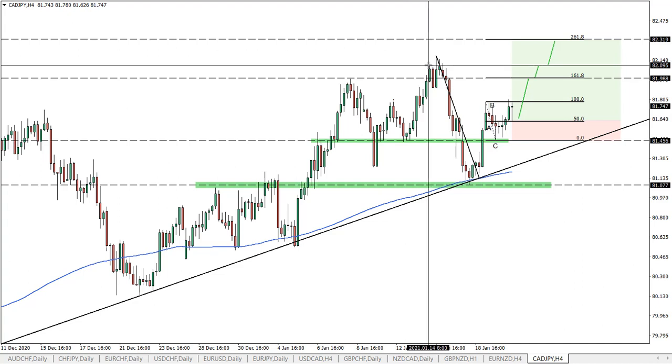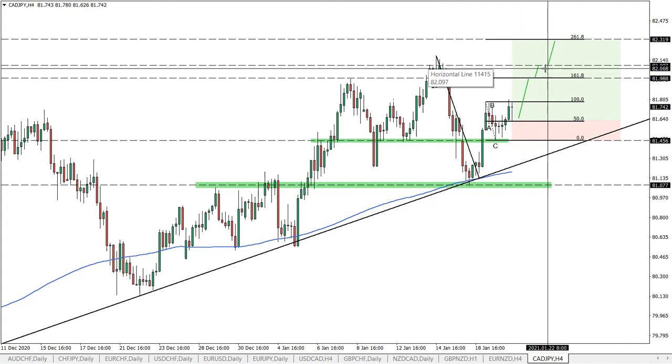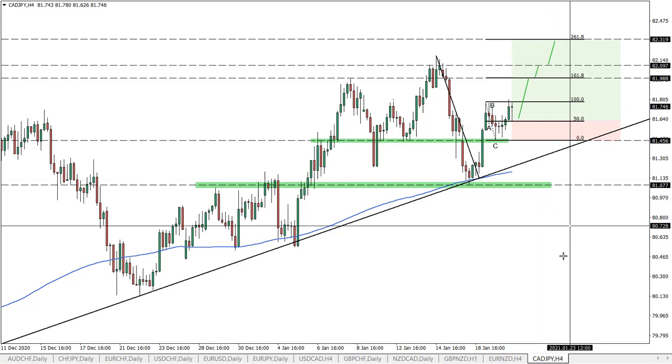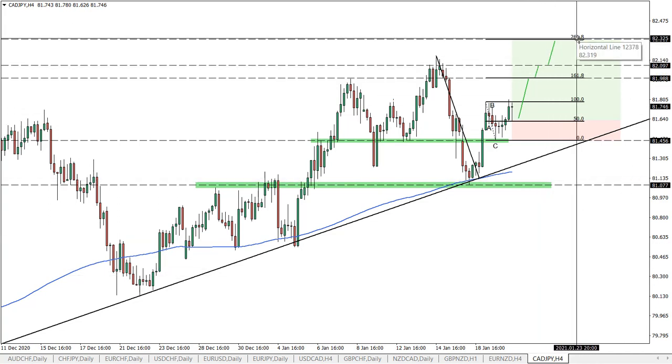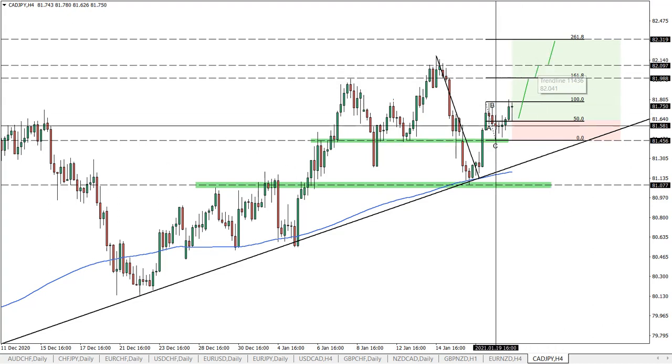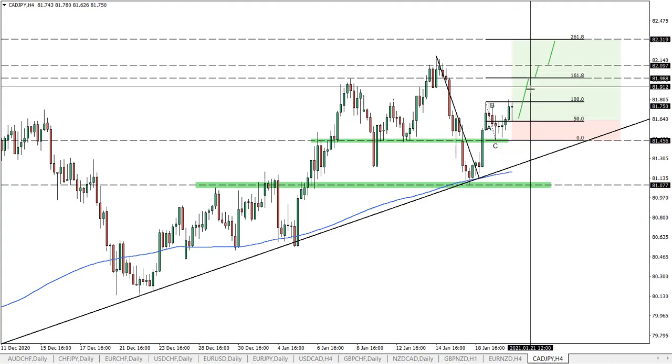Then we have this potential double top formation where price is likely to be heading. If this level gets broken, the final target could be located at 82.32, which is based on 261.8 fibs. So these are the levels to watch if the price will continue rising.